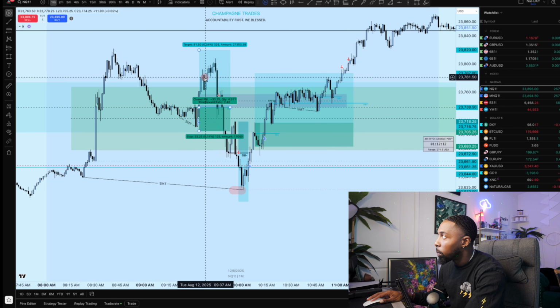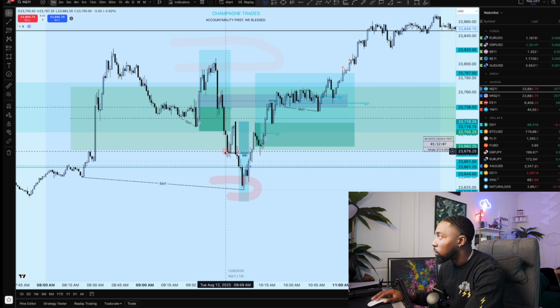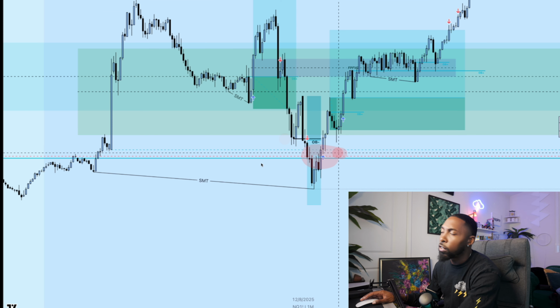Just like this one fell short up here. This fell short, so I wasn't really tripping. I cut the trade right here. You can see right there. So I took a small loss, very small loss.